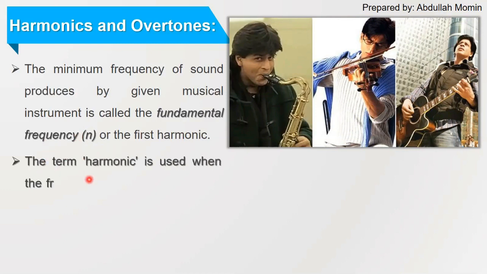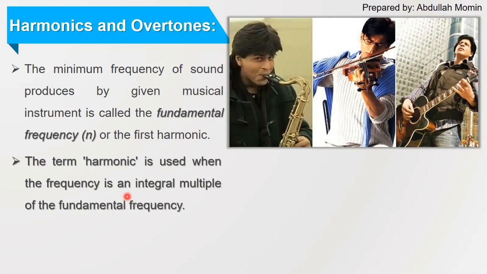The term harmonic is used when the frequency is an integral multiple of the fundamental frequency. So here we are denoting the fundamental frequency by letter small n. So small n is your fundamental frequency, and if you multiply it by an integer or a whole number, then it is called a harmonic. Harmonic is nothing but the integral multiple of fundamental frequency.